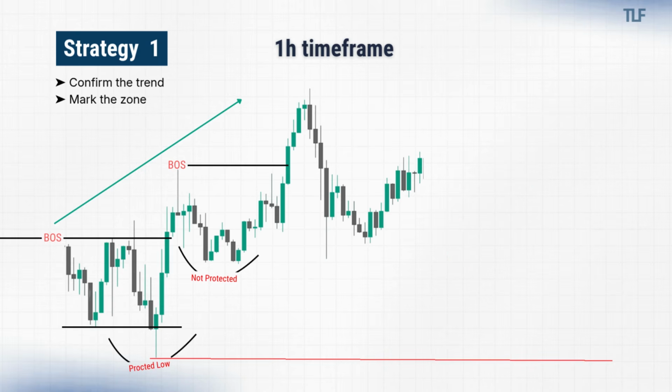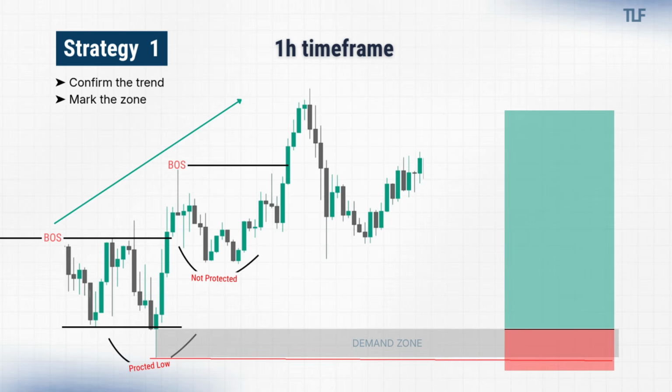Step 2. Map your zone using our rules. In an uptrend, mark the demand zone, place your limit at the front of it, and put your stop below that protected swing low for ultimate safety.